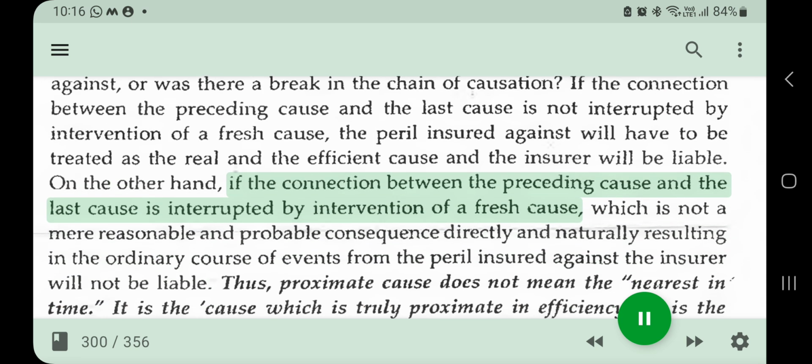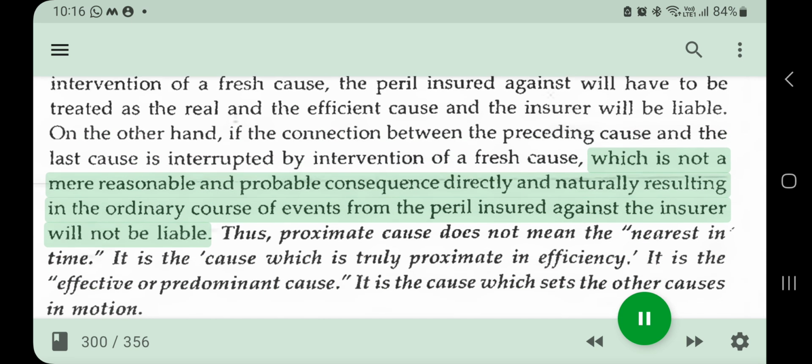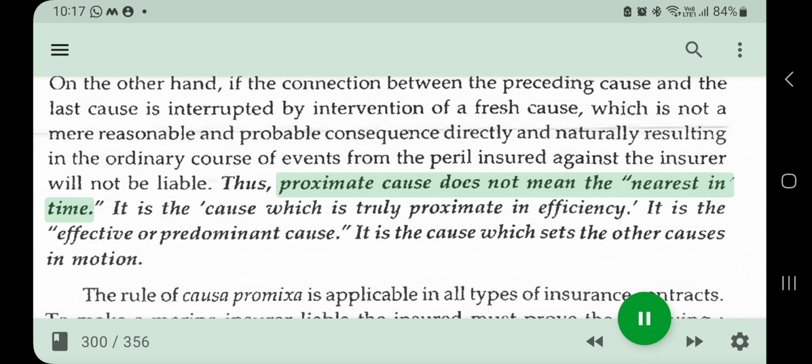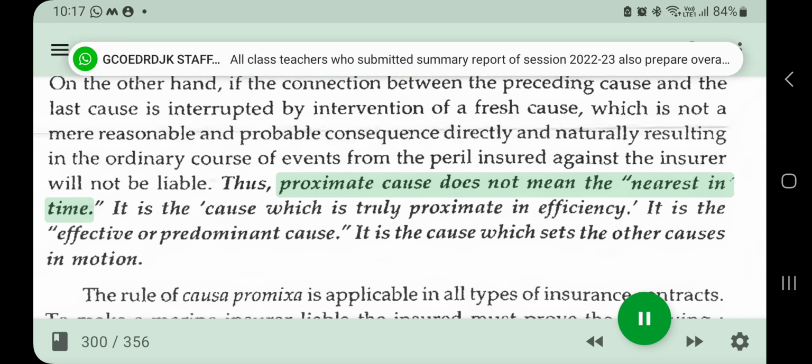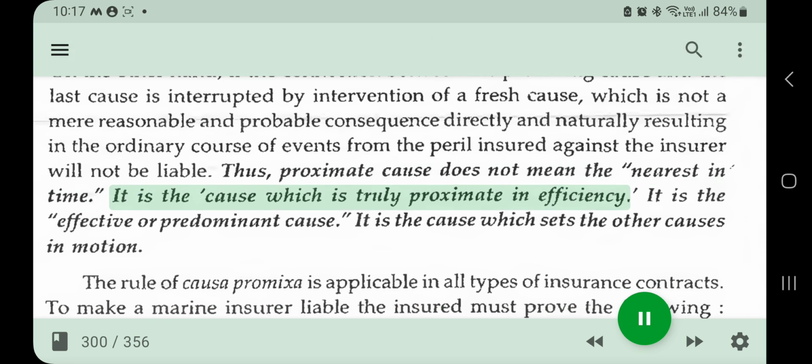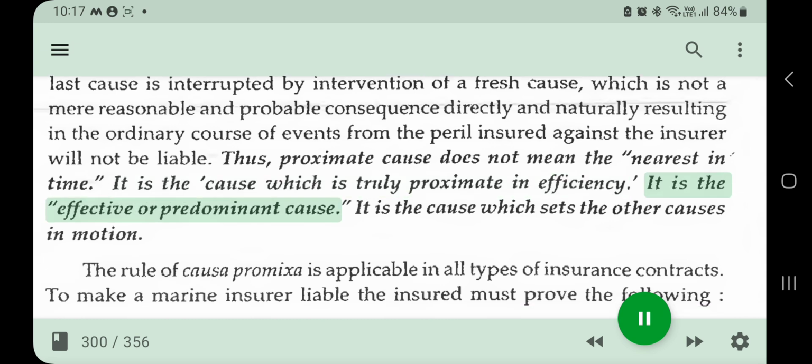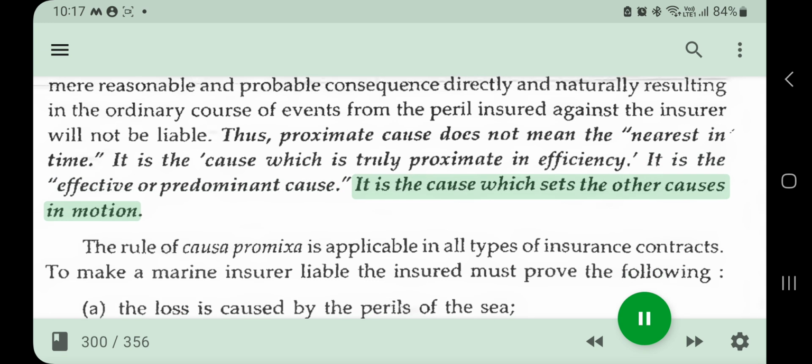On the other hand, if the connection between the preceding cause and the last cause is interrupted by intervention of a fresh cause, which is not a mere reasonable and probable consequence directly and naturally resulting in the ordinary course of events from the peril insured against, the insurer will not be liable. Thus, proximate cause does not mean the nearest in time. It is the cause which is truly proximate in efficiency. It is the effective or predominant cause. It is the cause which sets the other causes in motion.